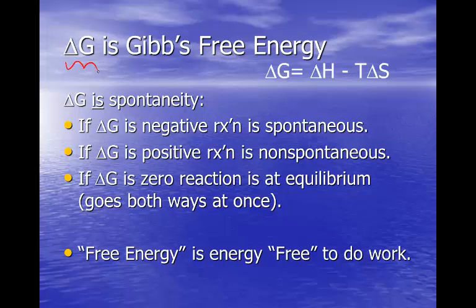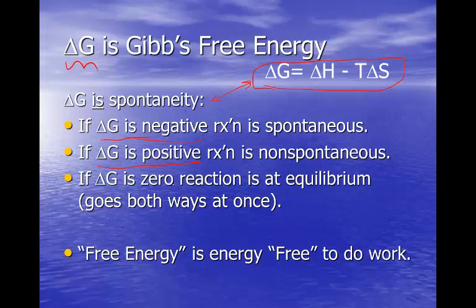Gibbs free energy is delta G. There's a formula, a mathematical way we can calculate it. Delta G is how we can decide if something's spontaneous or not. So delta G is spontaneity. If delta G is negative, the reaction is spontaneous. If delta G is positive, it's not spontaneous. If delta G is 0, it's at equilibrium, so the forward and reverse reactions are both happening.